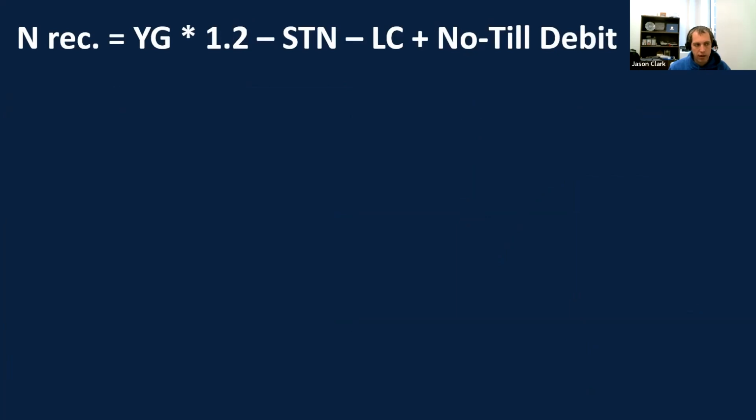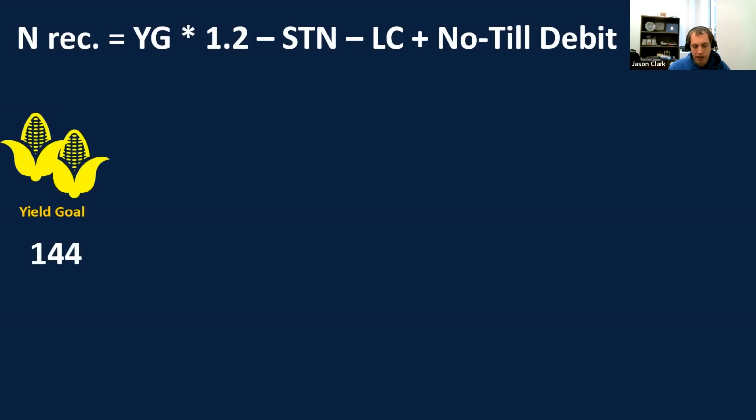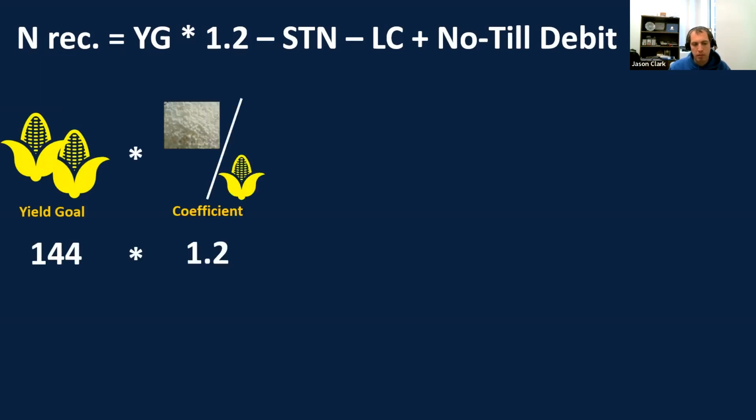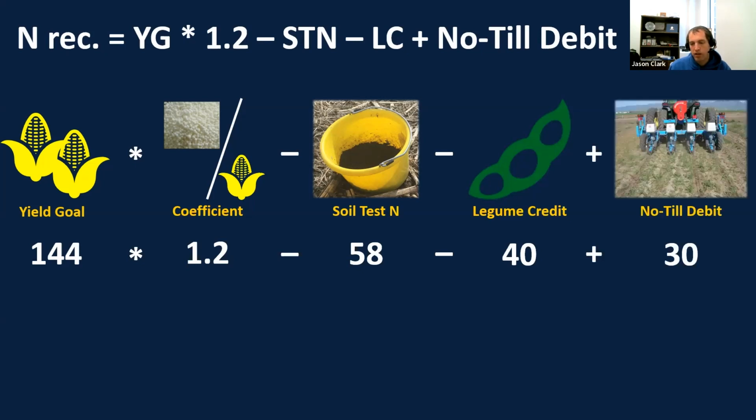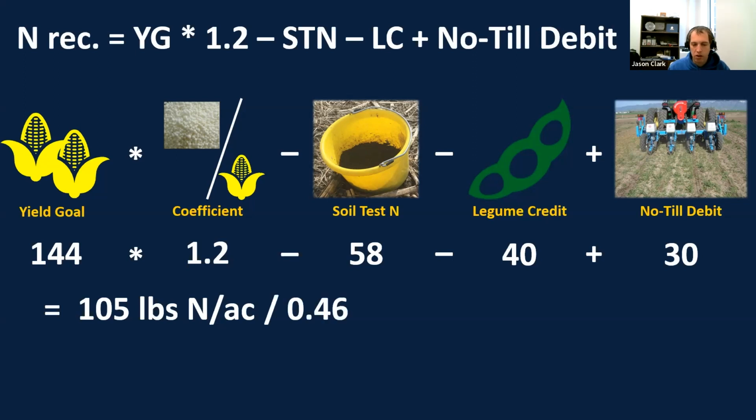So just a quick reminder of what this system is and what it looks like. We're looking at our yield goal, we're going to just say 144 bushels per acre in this example. We're going to multiply it by that coefficient of 1.2, which is pounds of N per bushel of corn. We're going to subtract our soil test N. We grew up after soybean here, the legume credit is 40. After alfalfa, it's different. If we're new no-till within about 5 or 6 years, we'd say likely you need to add about 30 more pounds of N, just because the microbes haven't gotten used to that no-till system and caught up. It takes a few years to get that. And if you do all this, this recommendation, say 105 pounds of N, you're using urea, so 46% N, 228 pounds of urea per acre.